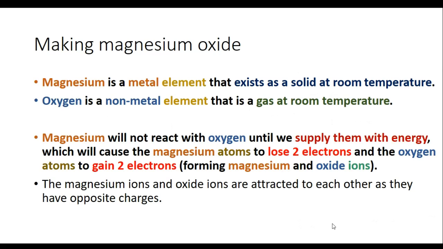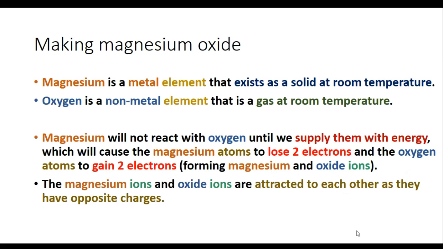Now, magnesium will not react with oxygen until we supply the energy from heating the magnesium, which will cause the magnesium atom to lose the electrons, and the oxygen atom then gains these electrons, forming magnesium and oxide ions, which are attracted to each other because they are opposite charges. So it's all because magnesium wants to lose its electrons, oxygen wants to gain electrons. Because of that, it's easy for them to react together. Once they become ions, they are then attracted to each other, and that's when they form a compound.